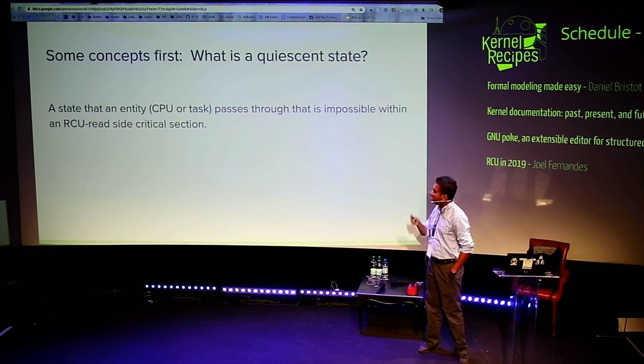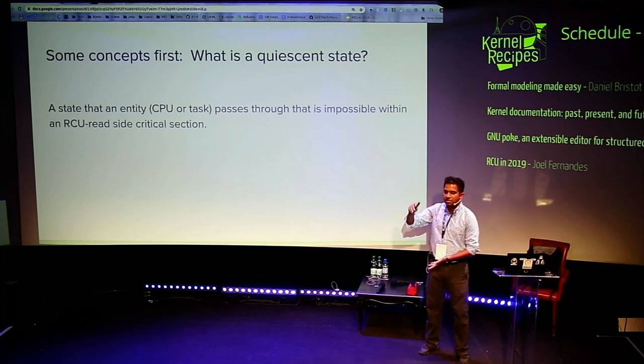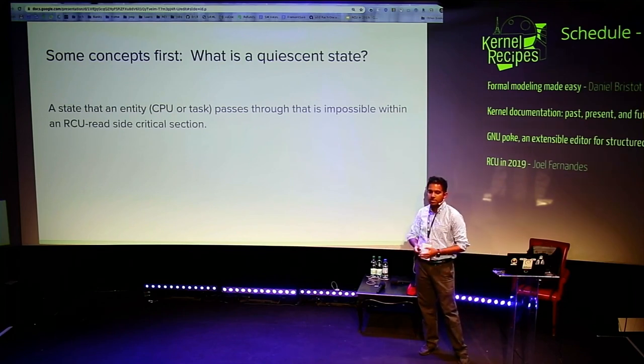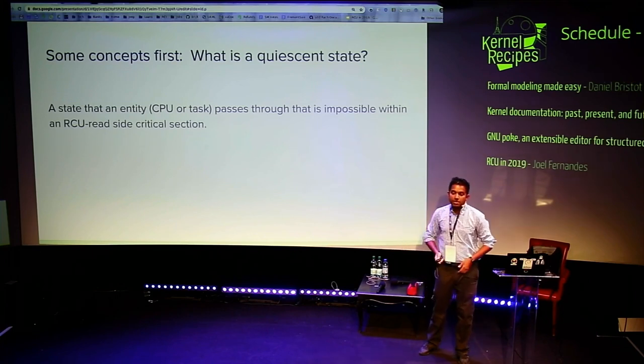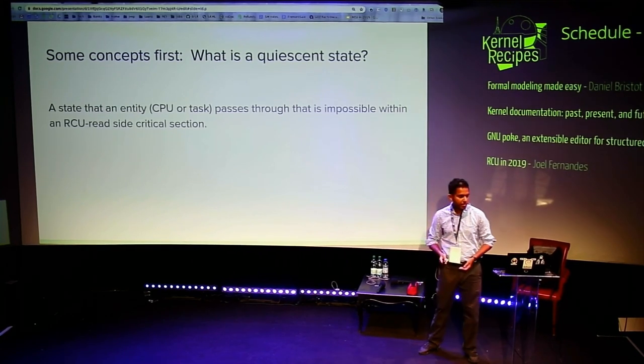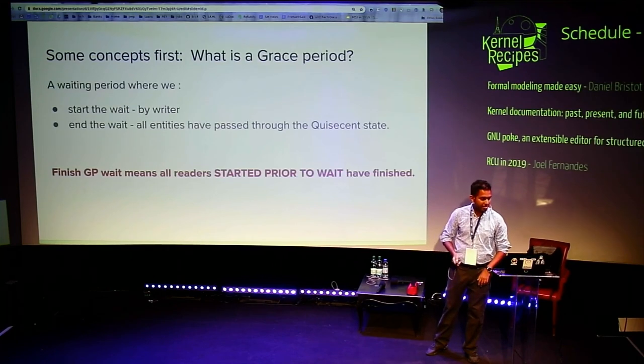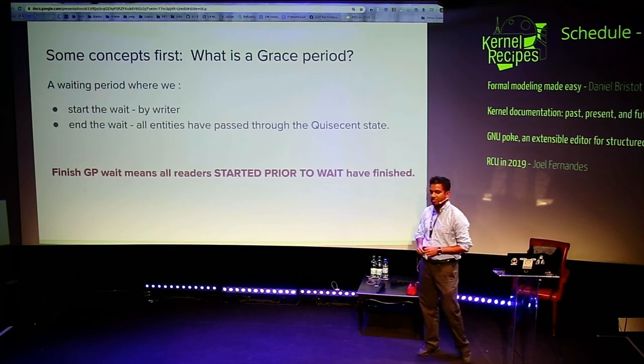Let's think of a quiescent state as a state that an entity like a CPU has to pass through that is impossible to do in an RCU read-side critical section. So it's just a point in time or state that it's impossible for this state to occur inside of a read-side critical section. Just memorize that for a second, and then let's talk about what's a grace period.